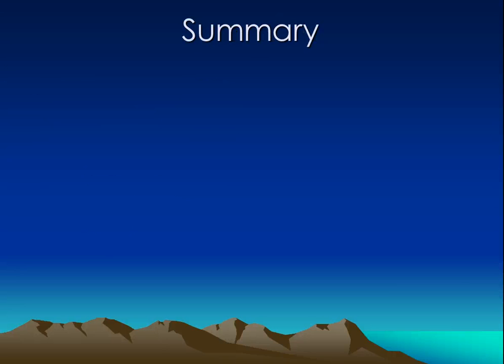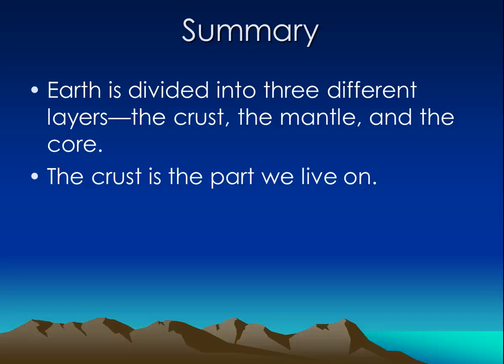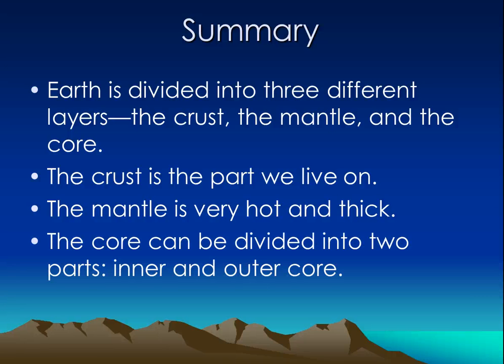Let's do our summary really quickly. Earth is divided into 3 different layers: the crust, the mantle, and the core. The crust is the part that we live on. The mantle is very hot and thick. It takes up the largest space of the 3 different layers. And the core can be divided into 2 different parts: the inner and outer core. The outer core being liquid, the inner core being solid.